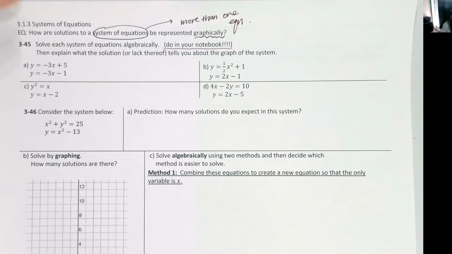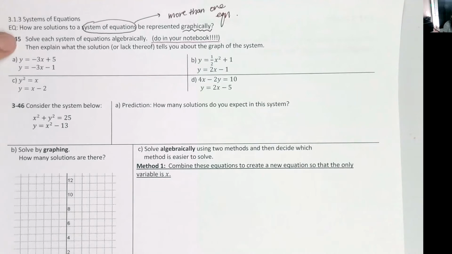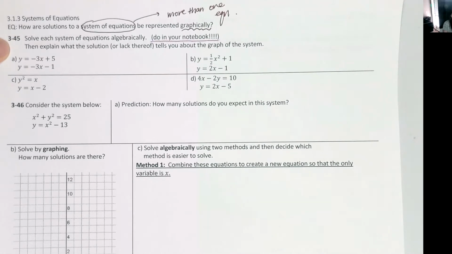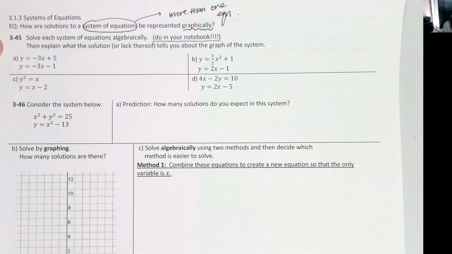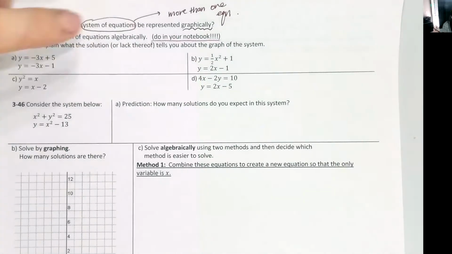Okay, so first is going to be a review of solving systems with more simple equations. You're going to do this in your notebook. I want you to solve parts A, B, C, D, systems of equations.